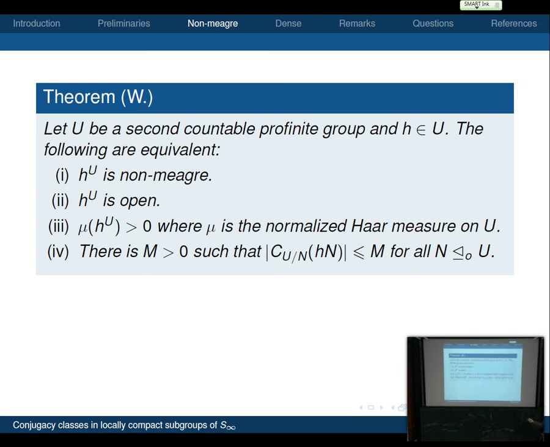And so what's the proof? Well, 1 implies 2 is just Baire category. 2 implies 3 is properties of Haar measure.